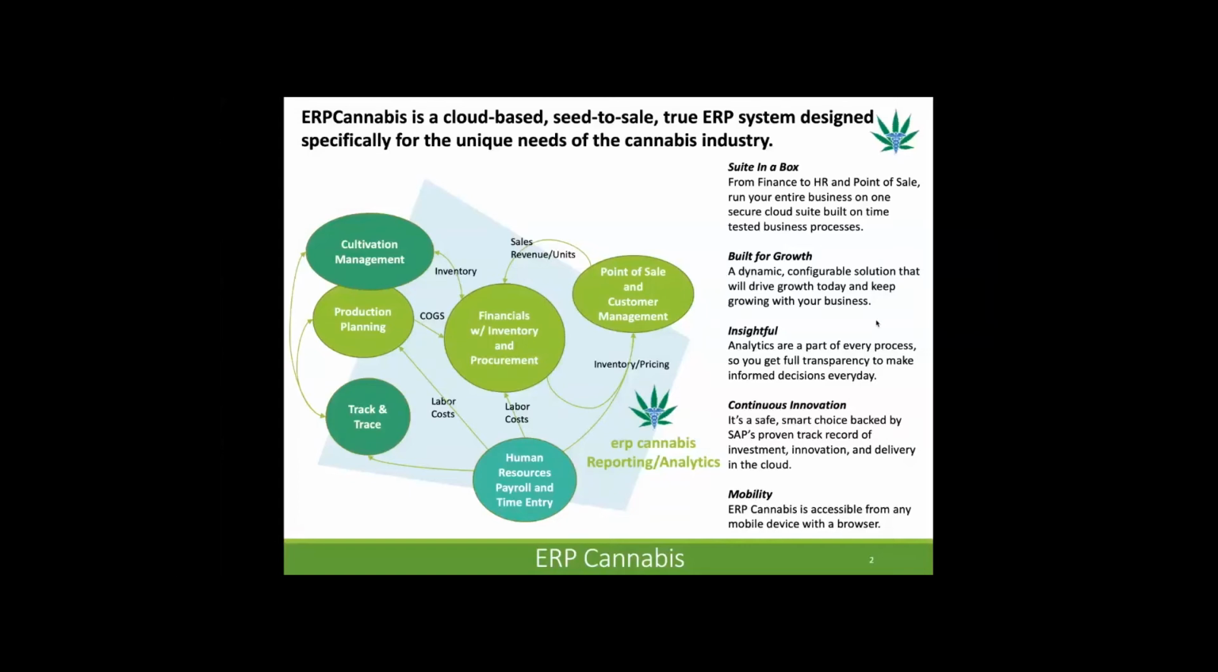So as you can see from the diagram, financials, including procurement and inventory management, all of the back office type of functionality is included and at the core of the solution. And on the front end, we have the point of sale and customer management capability, which of course is specific to the cannabis industry with the type of requirements that are unique to the cannabis industry.